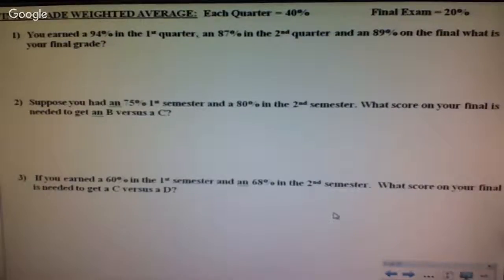Your final grade is also a weighted average. So this is how you would calculate your final grade. And I think I'm going to change this so it's more accurate to what we do here. So your final exam is worth 25%. So cross out 20 and put 25. Each quarter at Lexington is 37.5%.